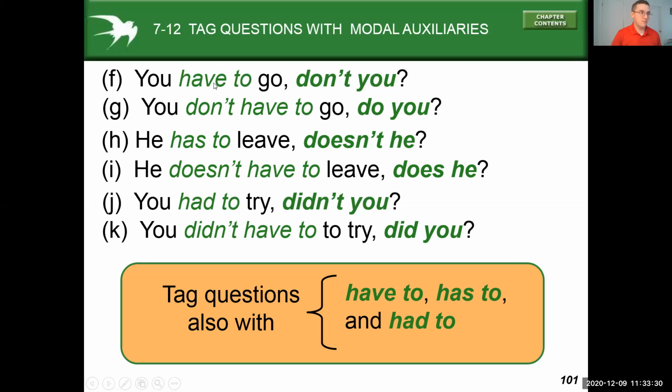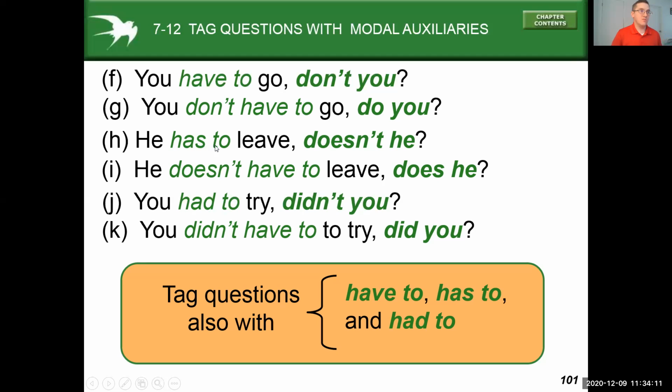Do you have to go? Question. Or you don't have to go? Negative. So this is where students get a little confused, because in the present simple form, the auxiliary is not there. You have to go, don't you? We still use the auxiliary in the negative form in the tag. Now, if the statement is negative, you'll see that the negative auxiliary don't is there in the statement. So we use the positive do in the tag.